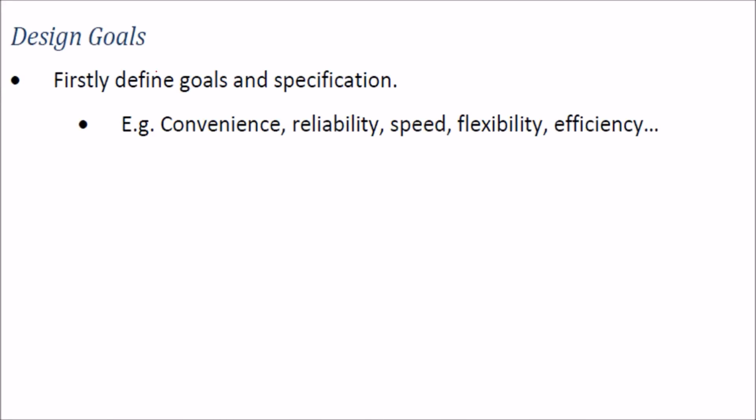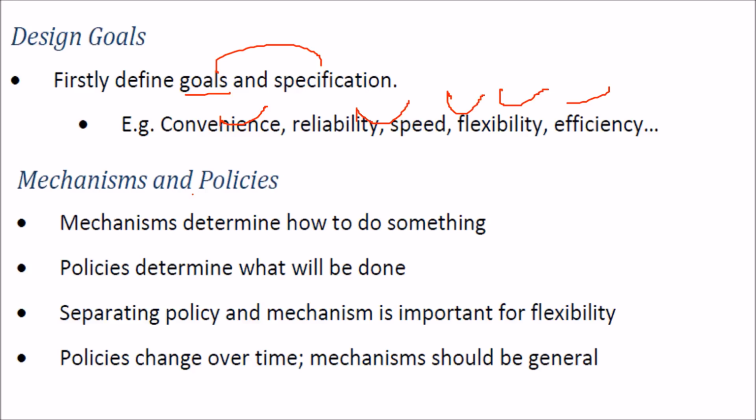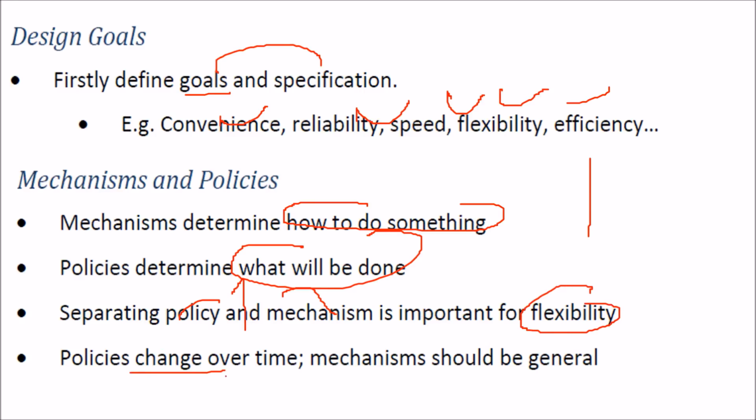For the design goals, as we just saw, first we have to define the goals and specification: convenience, reliability, speed, flexibility and efficiency. Then what are the mechanisms and policies? Mechanism determines how to do something, and policy says what will be done. We need a clear separation of policy and mechanism. This is very important for flexibility. Policies may change over time, but the mechanism should be general.